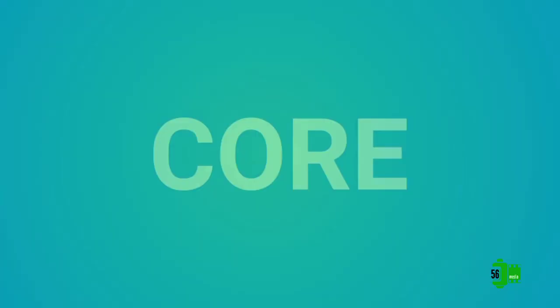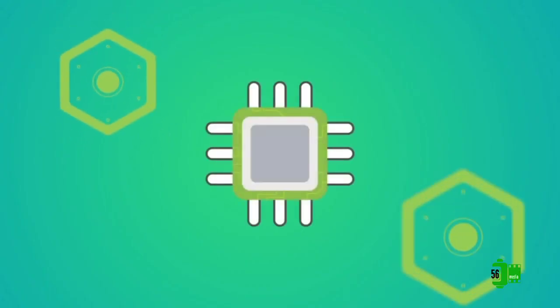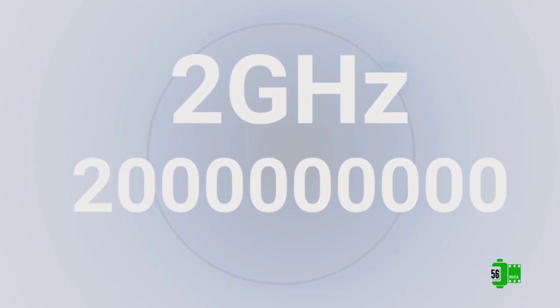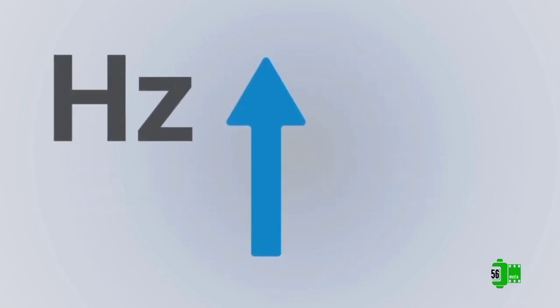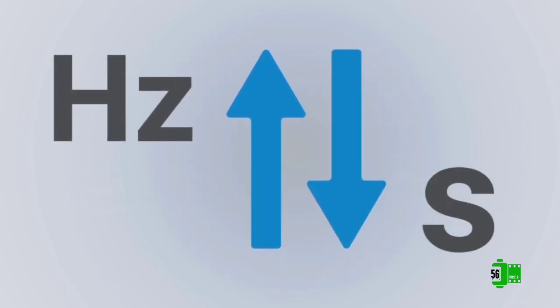The core of the processor is responsible for processor speed. The clock is responsible for the time taken by the processor to execute a task. It is measured in Hz. So a higher clock value shows a lower execution time, which means a faster processor.